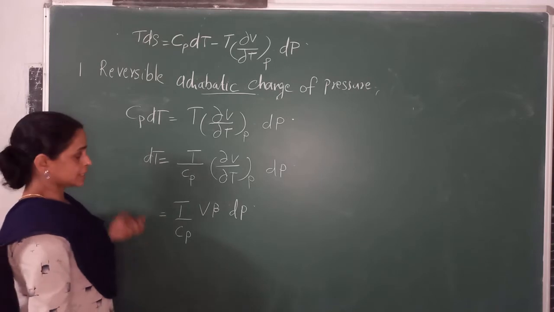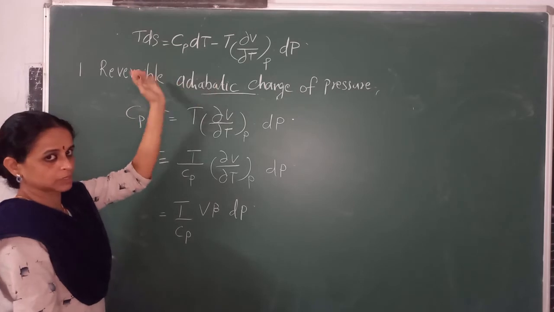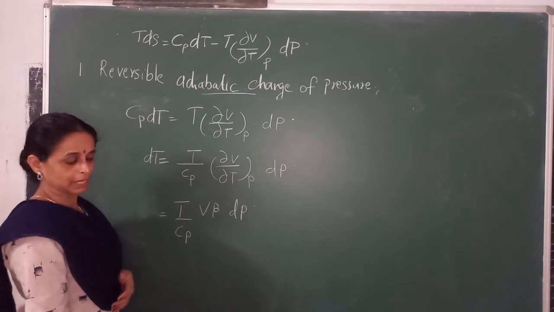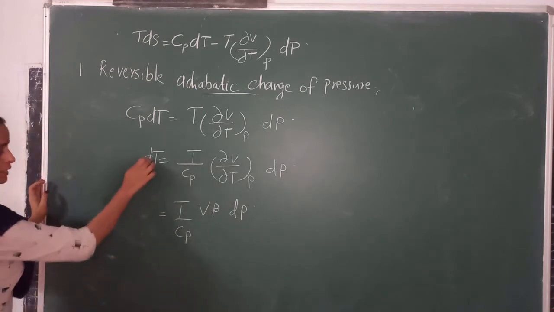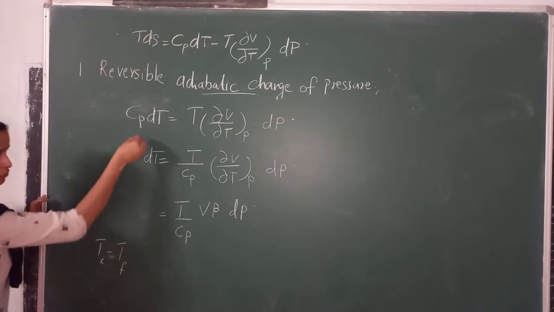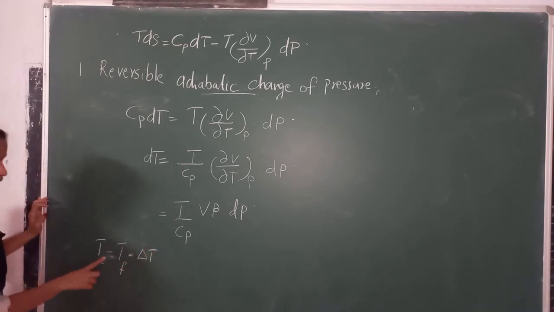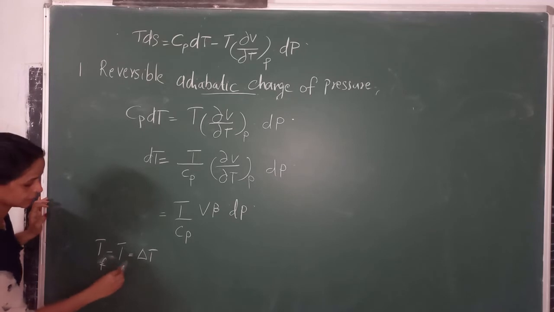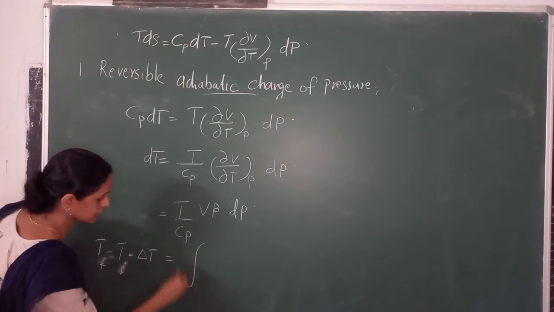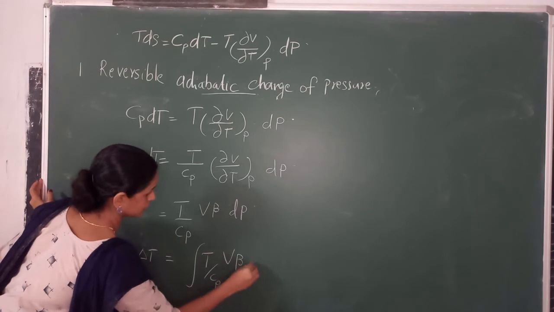So the total change of temperature when the system is undergoing an adiabatic change of pressure, from an initial pressure Pi to a final pressure Pf, then the temperature will vary from Ti to Tf. That is, we have to integrate this. This is actually delta T, that is Tf minus Ti, which is equal to the integral of T by Cp into V into beta into dP.